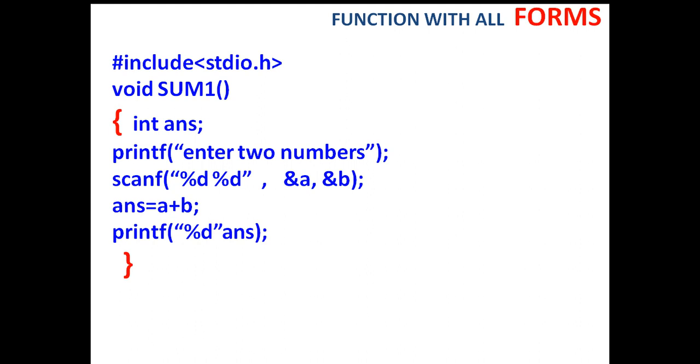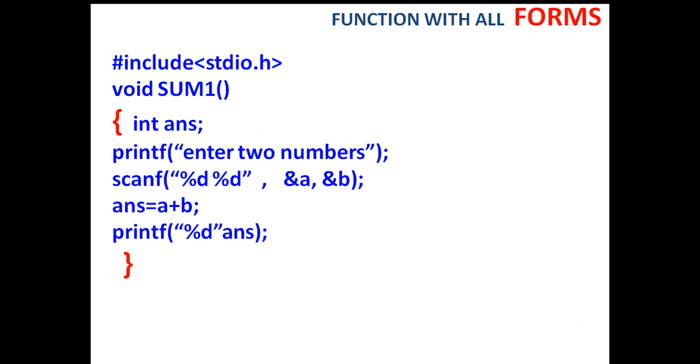So here we have written printf, enter two numbers, then scanf will get two values entered by the user, and scanf will store those values into the a and b variables. Then a plus b addition will be made, and the calculated answer will be stored into the answer variable. Then the answer variable will be printed. It was the first category.